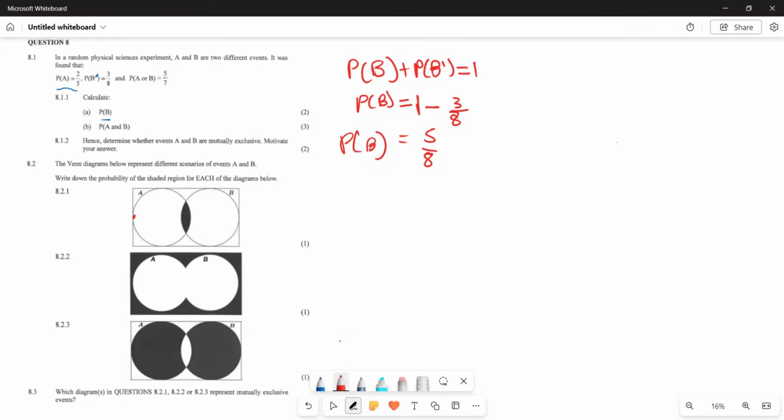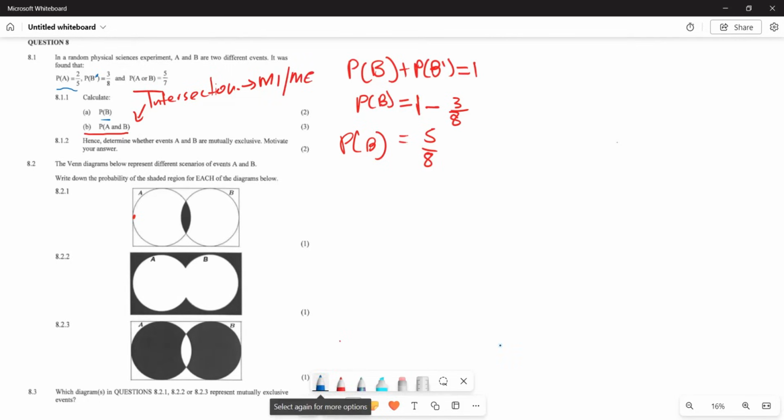Now the second one is they want you to find the probability of A and B. Basically, when they want you to calculate the probability of A and B, they want you to prove whether there is an intersection. And how do you prove whether there is an intersection? You prove it by finding out whether the events are mutually inclusive or mutually exclusive.